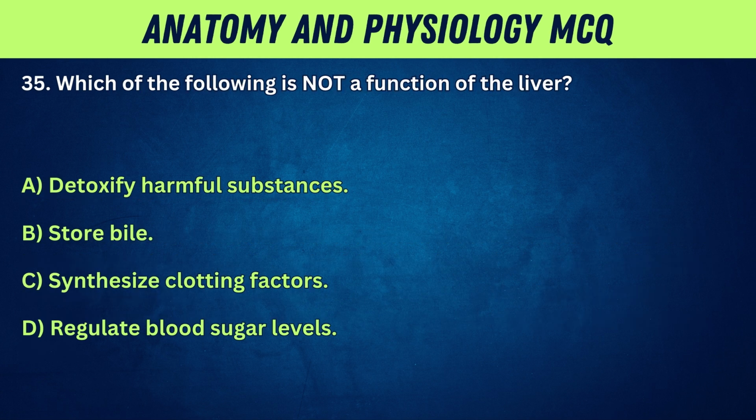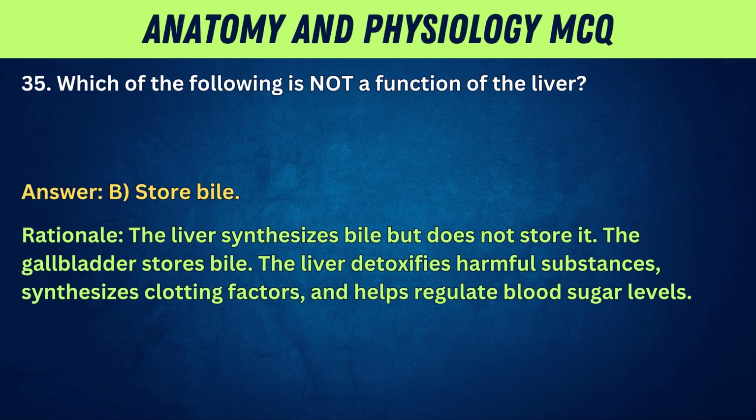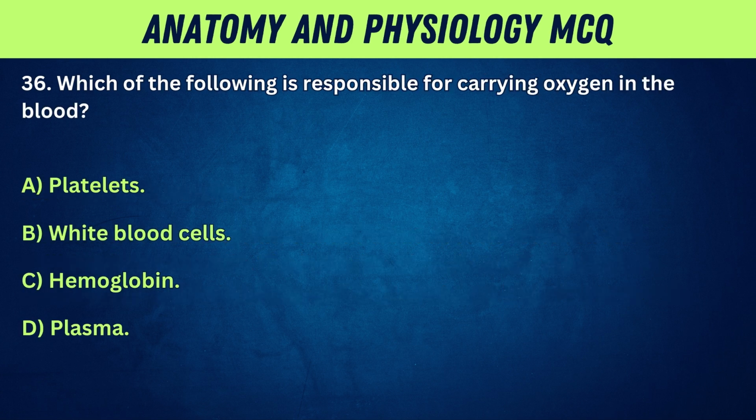35. Which of the following is not a function of the liver? A. Detoxify harmful substances. B. Store bile. C. Synthesize clotting factors. D. Regulate blood sugar levels. Answer: B. Store bile. Rationale: the liver synthesizes bile, but does not store it. The gallbladder stores bile. The liver detoxifies harmful substances, synthesizes clotting factors, and helps regulate blood sugar levels.